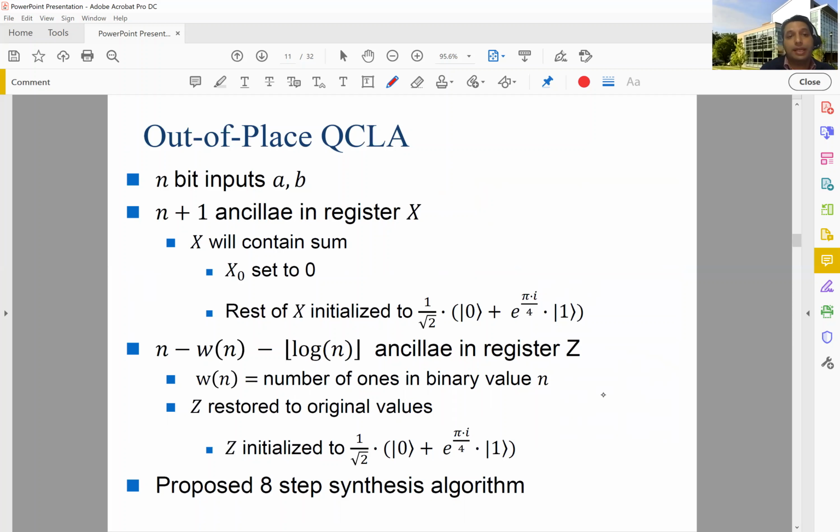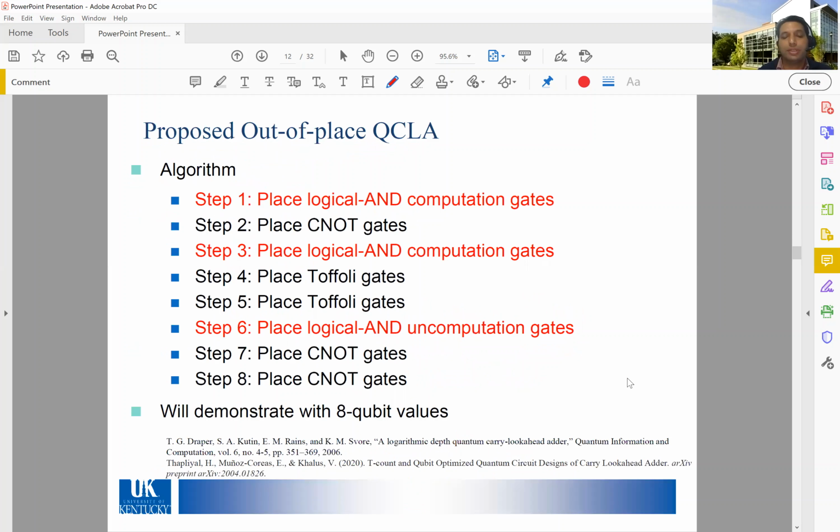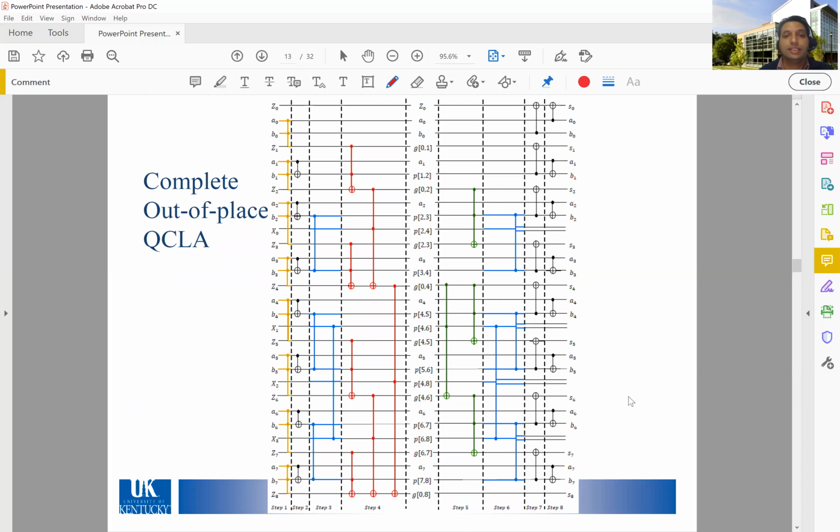So two adders we have designed. The first of them is the out-of-place QCLA, and it follows these 8 steps in this algorithm. The underlying idea is that this is the algorithm, and more details of these algorithms can be found here, because this algorithm is modified from these two works actually. So you place the logical AND computation gate, and these are the places where we modify the algorithm. So finally, this is an illustrative example.